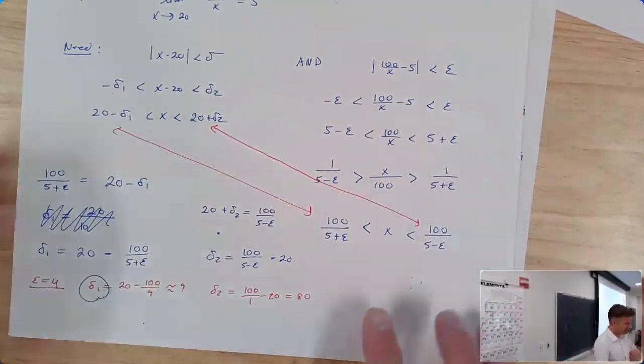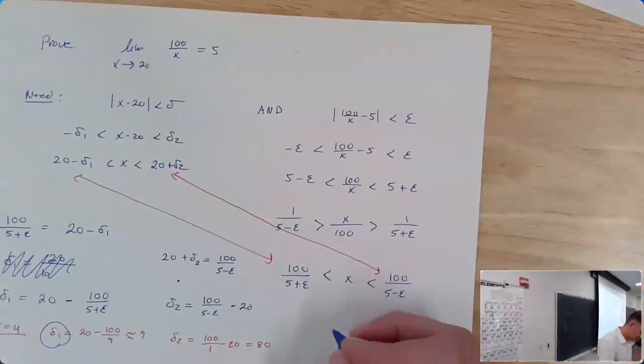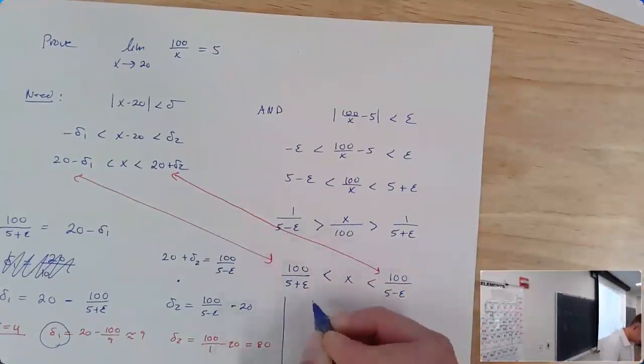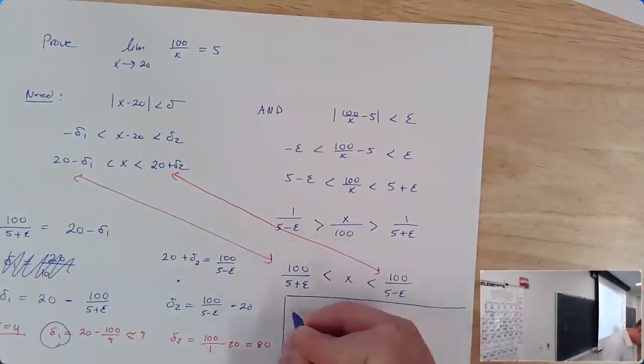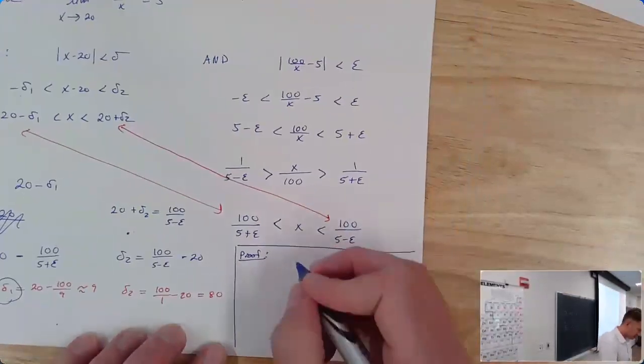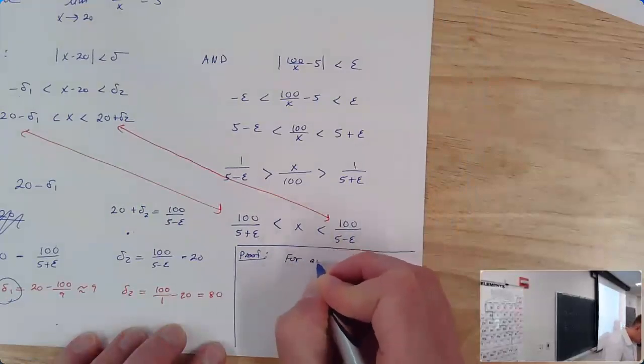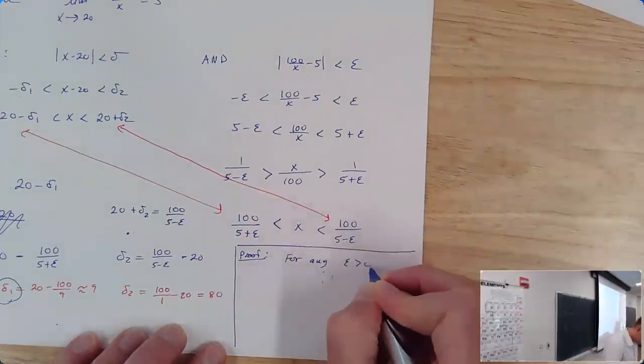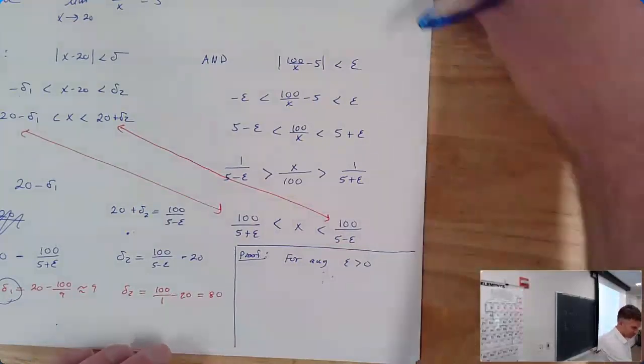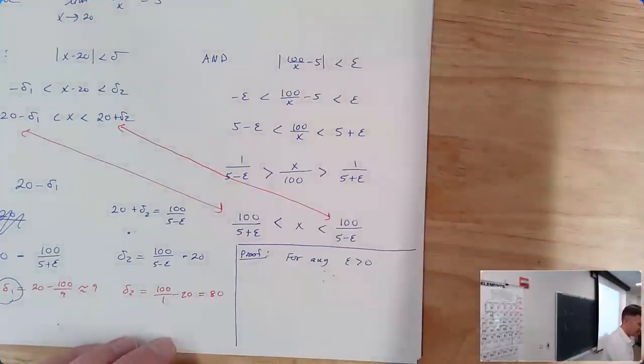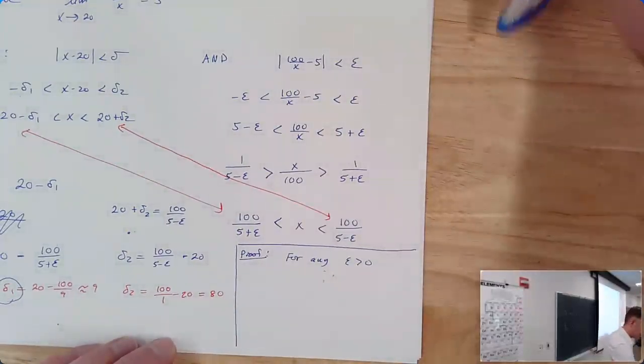Okay, so then we actually have to write the proof. And again, we're going to be very succinct. So here's the proof, for any epsilon greater than 0. Let me make sure I write this down the way I want to write it down. Always good to look at the previous one.